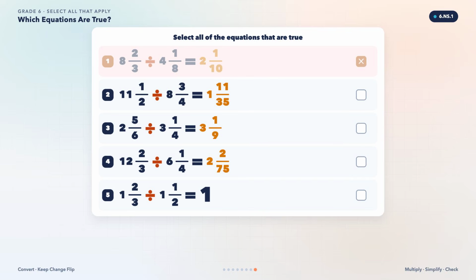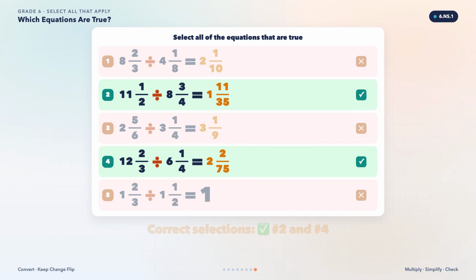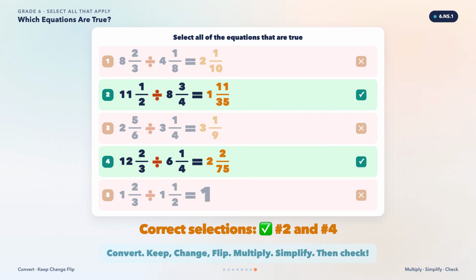Now look at all 5 original equations. Equation 1 is false. Equation 2 is true. Equation 3 is false. Equation 4 is true. Equation 5 is false. The correct selections are number 2 and number 4. Convert. Keep, change, flip. Multiply, simplify, then check.